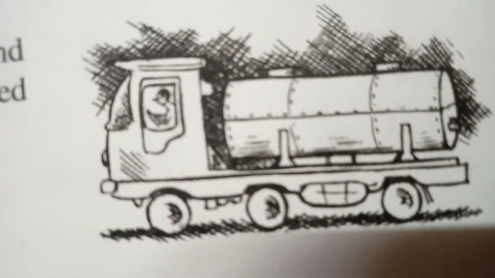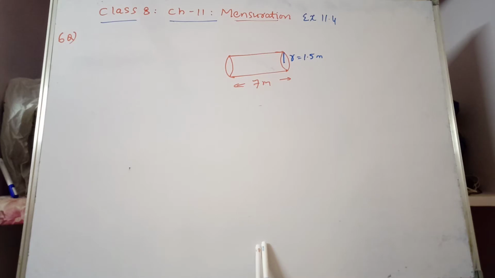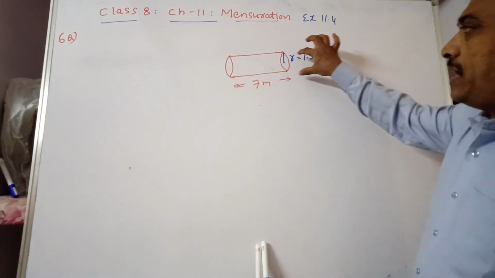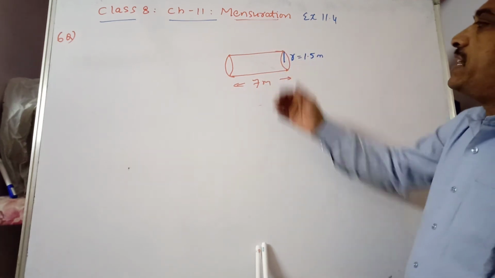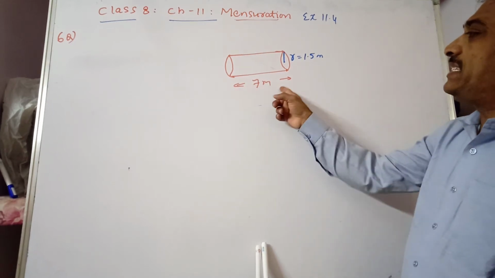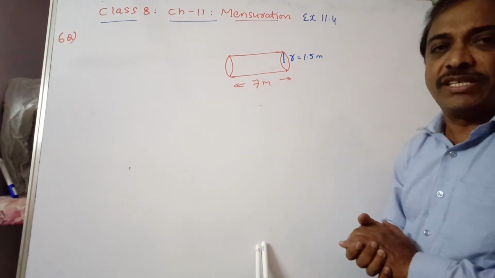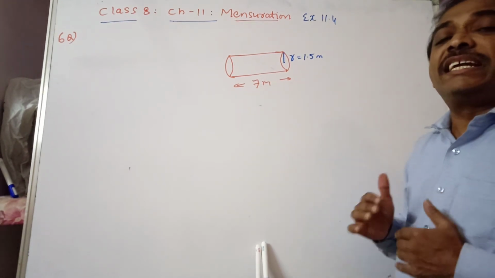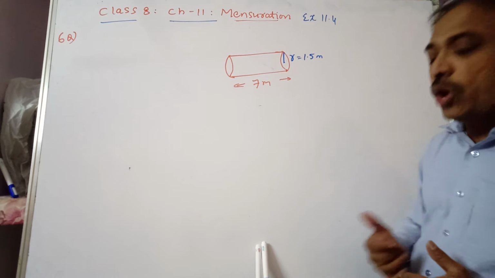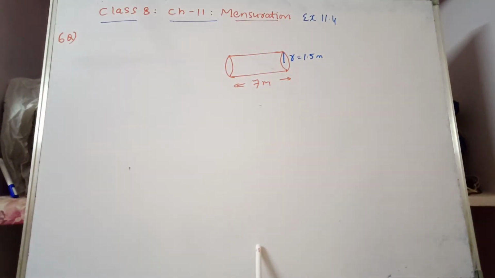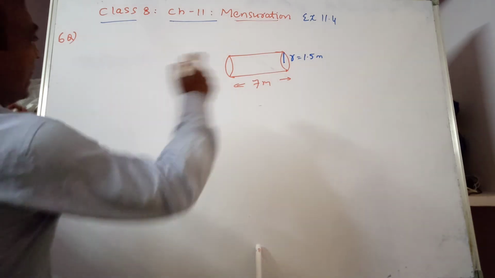Question number 6 we are discussing now. If you see, this is just a rough diagram of the cylindrical part, which is the tank. Radius is given as 1.5 meters and the length, here we consider length is nothing but height of the cylinder, which is 7 meters. How many liters of milk it can hold in it, that we need to calculate. So radius of the cylinder, which is nothing but tank, cylindrical part.